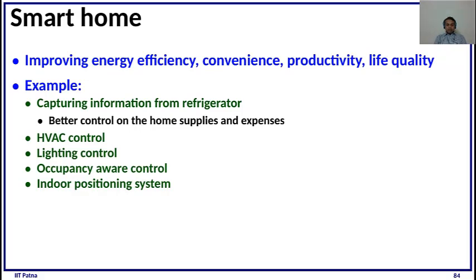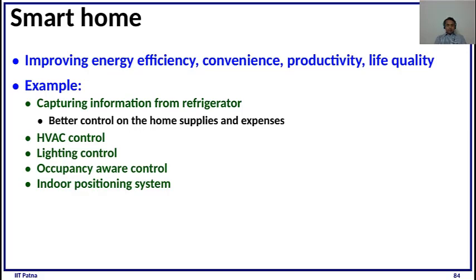Similarly, there can be a situation when I need to control the HVAC system in a more meaningful, more intelligent manner, because if I have a smart home, it will be installed with air conditioning, heating and other necessary stuff. Let us consider this situation: I have a building with say 100 rooms, and each room is fitted with some AC.